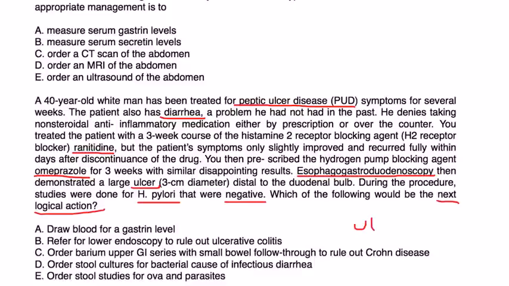Well, he's definitely got an ulcer, and it hasn't been helped with these basic medications such as ranitidine or omeprazole, and his H. pylori is negative, so you have to think of some other etiology. And a very basic test that you can do without too much expense is a serum gastrin level, so that would be choice A.